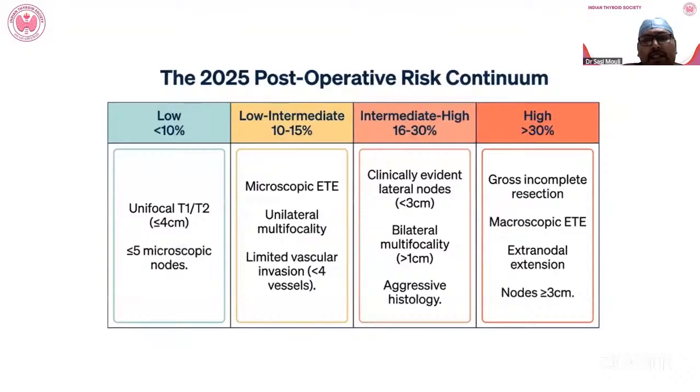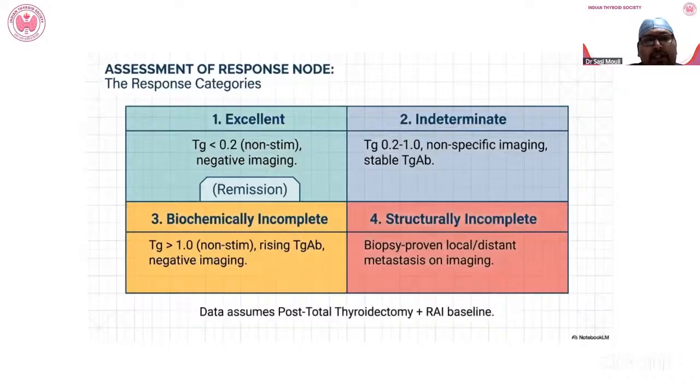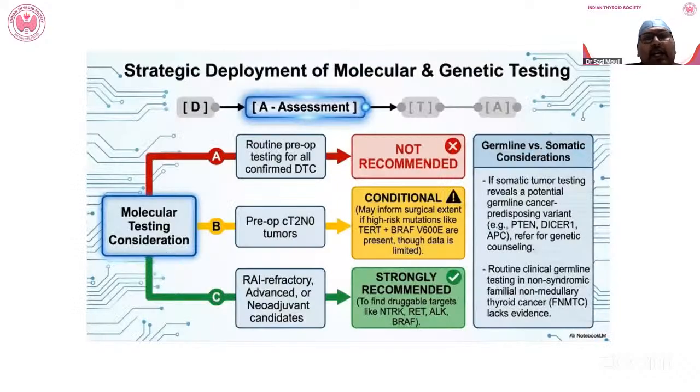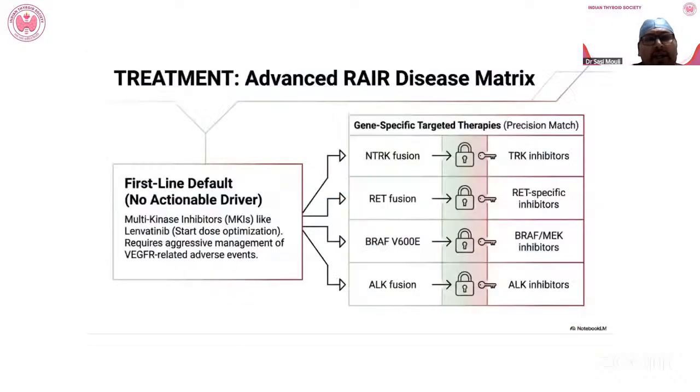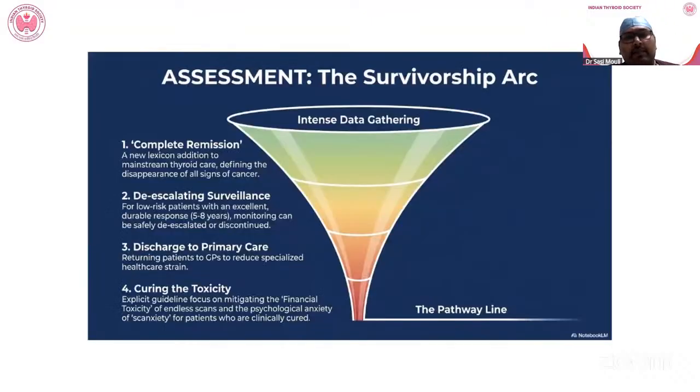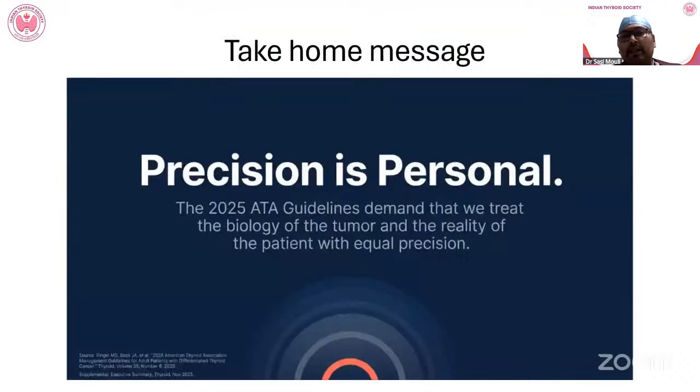And then we have the risk stratification and response assessment. Then we have molecular testing. This is one important slide: you don't do routine pre-op molecular testing for all DTCs, only in radioiodine refractory disease. This is the survivorship arc, and they have included survivorship, financial toxicity, and other things. So the take-home message for 2025 is basically that precision is personal, and we treat the biology of the tumor: less for less aggressive, more for more aggressive.